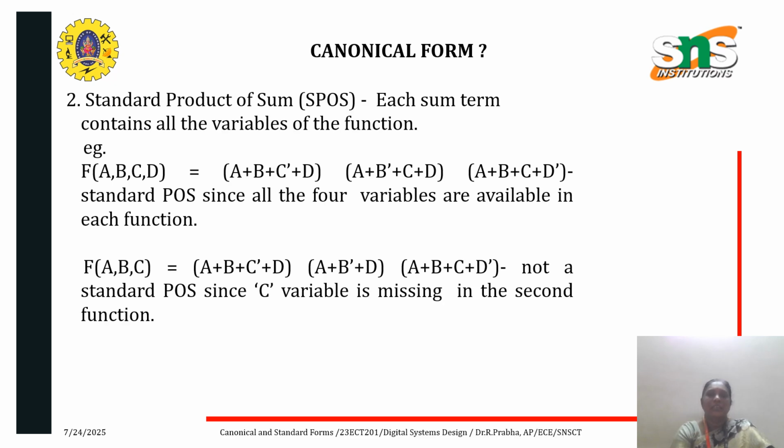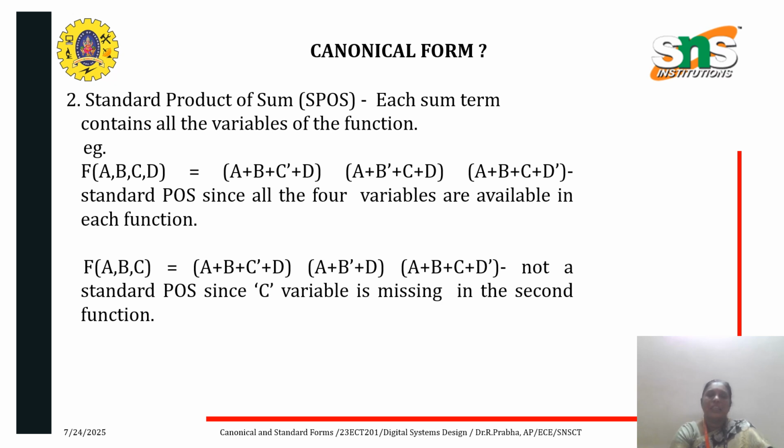And the second term is called standard product of sums. So this is given by an example. f(a, b, c, d) = (a + b + c' + d) multiplied by (a + b' + c + d) and multiplied by (a + b + c + d'). So this is called standard product of sums because all the variables are available in each term.